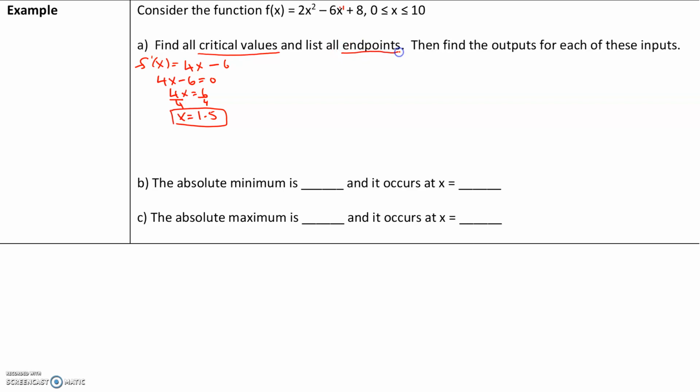Now we want to list all the endpoints. So our interval starts at 0 and ends at 10. So the endpoints are going to be x equals 0 and x equals 10. So that's our critical point, and these are our endpoints.